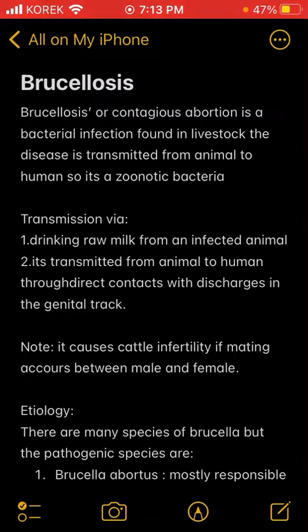Today I'll explain about a disease called Brucellosis, or Brucella. What is Brucella? Brucella, or contagious abortion, is a bacterial infection found in livestock. The disease is transmitted from animal to animal, so it's a zoonotic bacteria. So it means Brucellosis causes abortion. We found something here: Brucellosis causes abortions at the late stage of pregnancy.